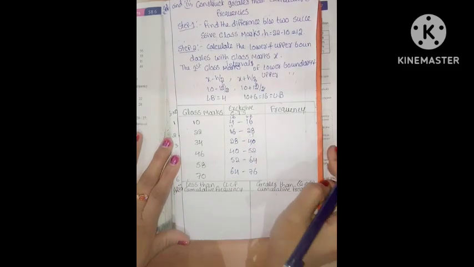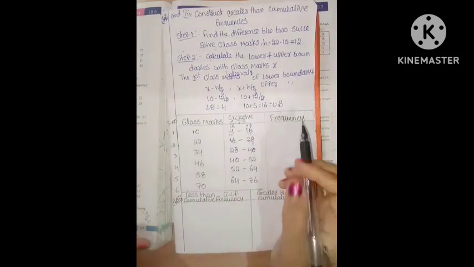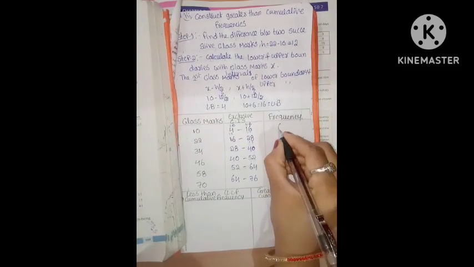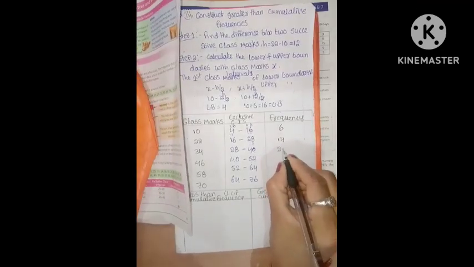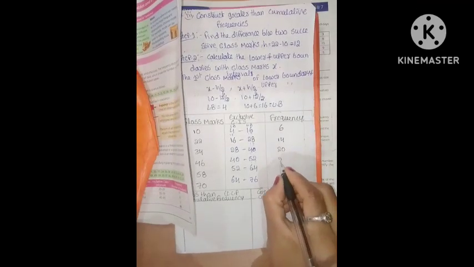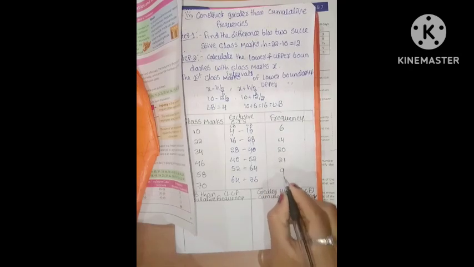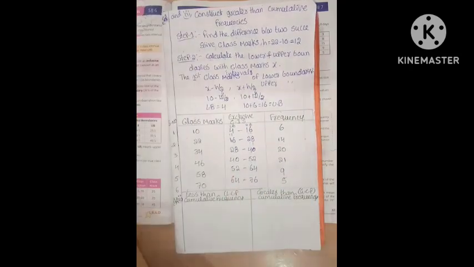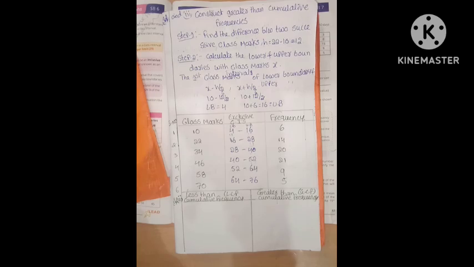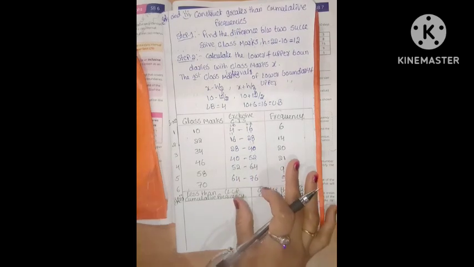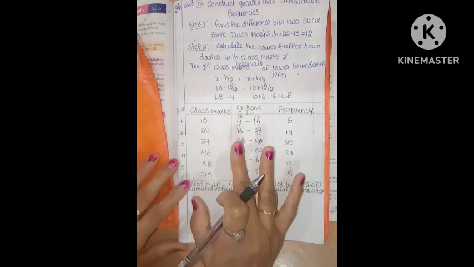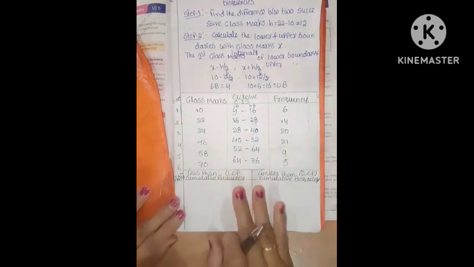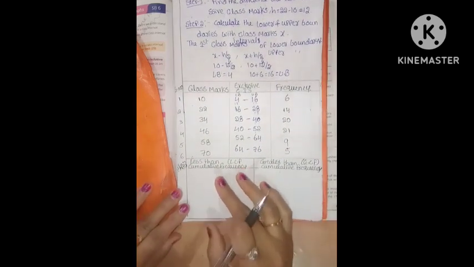Next, the frequency is already given. So the first one is 6, 14, 20, 21, 9, 5. Okay, this is the first problem solution, it's over. In the fourth problem, the first bit solution is over. Next we will go to the second one.